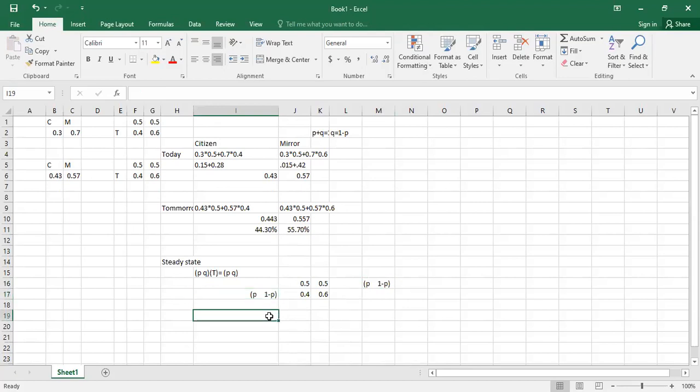So let me multiply. P multiplied by 0.5 will be 0.5 P, right? Then I add 1 minus P multiplied by 0.4. I'll get 0.4 into 1 minus P, right? So this is my P. It is representing my P here. All P.